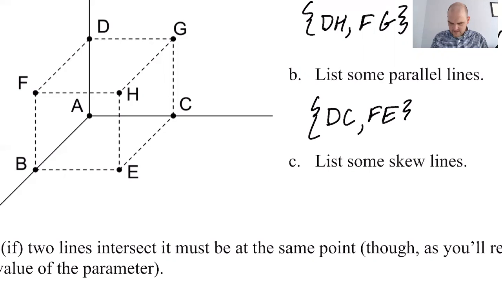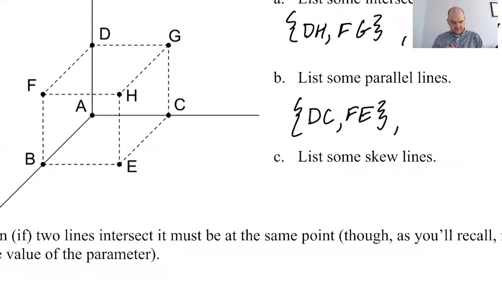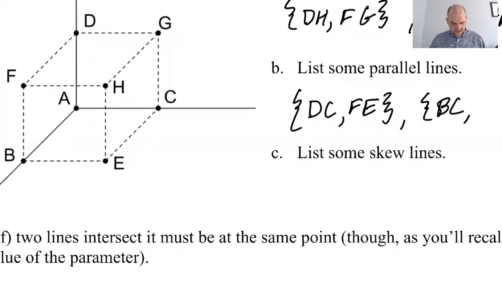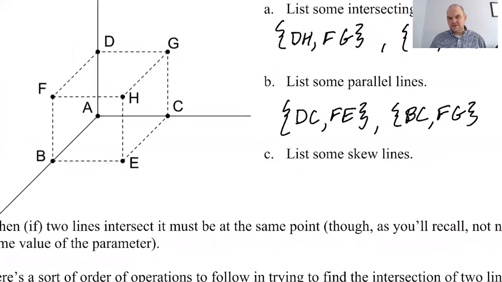They're like corresponding diagonals of this box, I guess you might say. So maybe BC. I'm going to say FG goes parallel to that. Okay, so that's probably enough of that.